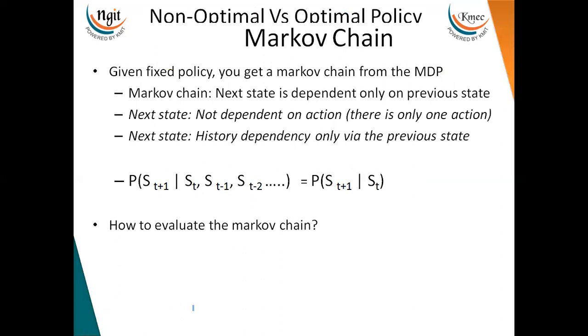Now what do you mean by Markov chain? As I showed you earlier, in state S0 you will apply the action A0, you will get the reward R0, and you will transit from state S0 to S1. In the same way, you will transit from state ST minus 2 to ST minus 1, then ST minus 1 to ST. So this chain is called a Markov chain.